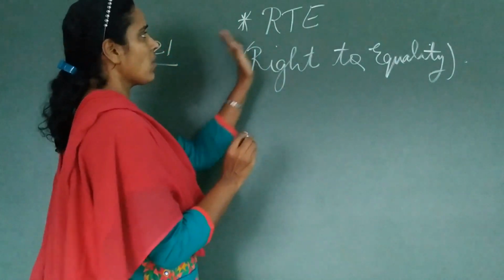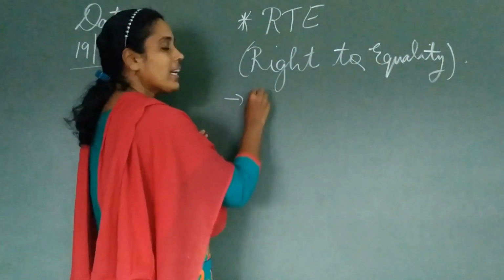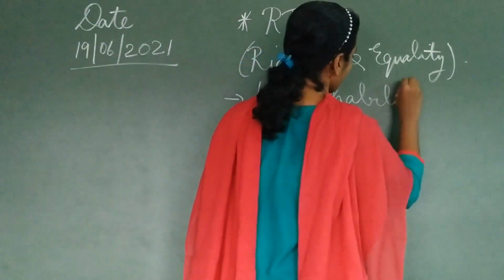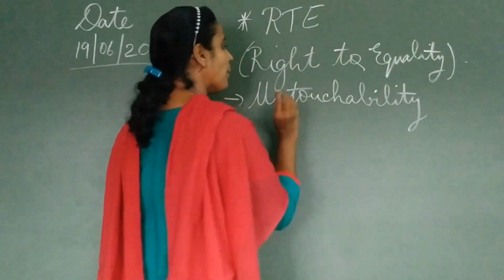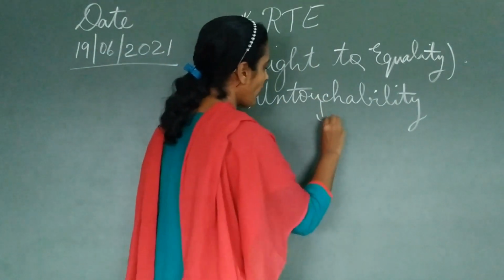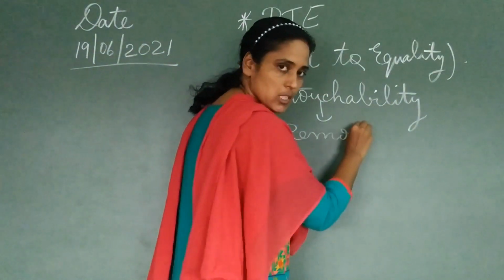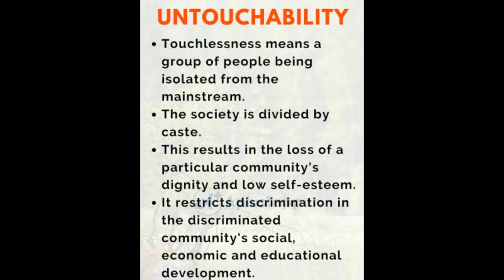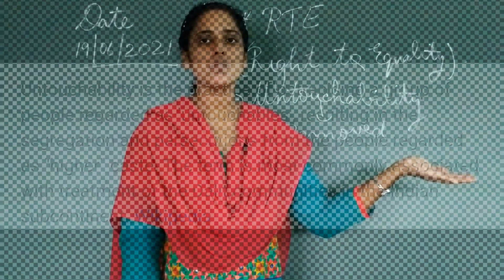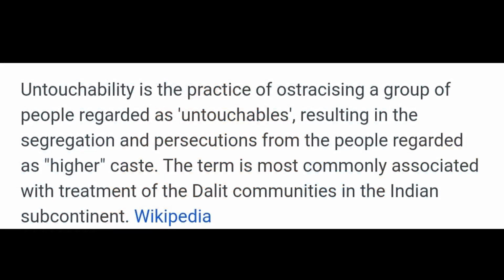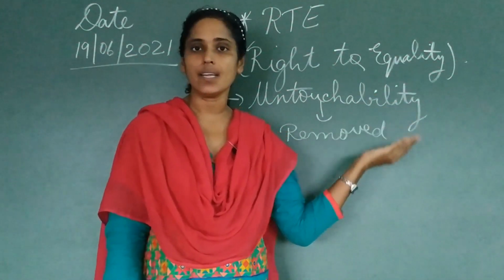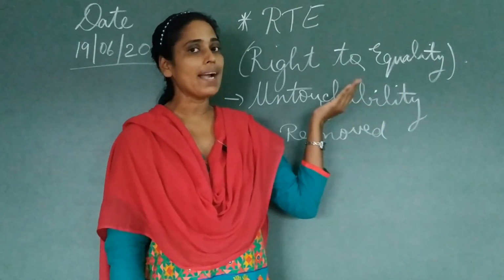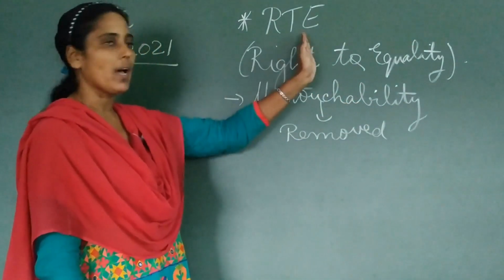The main benefits of this RTE is, first, untouchability was removed. What do you mean by this, students? Untouchability was completely removed. Means what? As we already saw, due to the caste system, higher caste people did not treat the lower caste people as equal. For example, in a village, in rural areas, if a lower caste person drew water from the well, he was completely ostracized in that village. So, untouchability. That is, he was considered a person of a lower caste. That had a very bad effect on the people. So, untouchability was removed due to RTE.